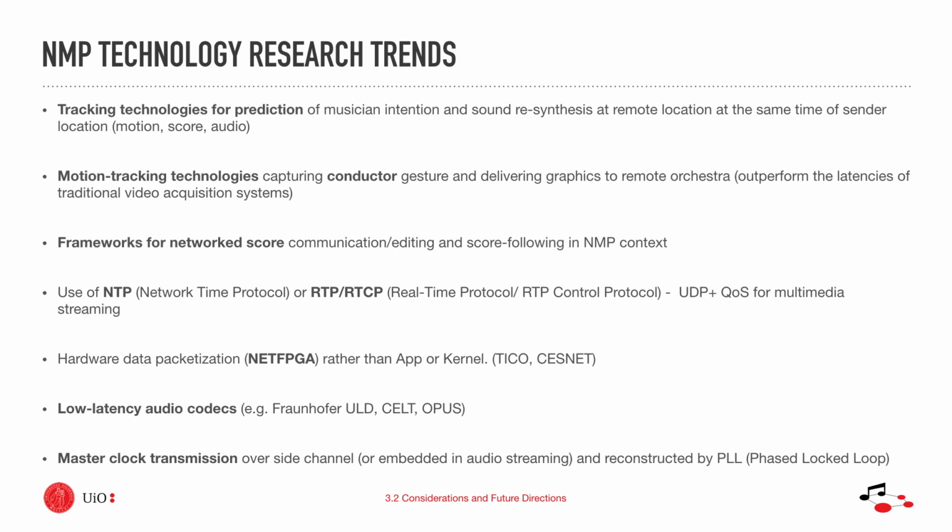Network score, how to distribute the score in a more efficient way, or dedicated network transfer protocol, so some more real-time network transfer protocol without sticking to the UDP or TCP, or a hardware data packetization. So rather than doing this in software, doing it with dedicated hardware, so probably FPGA. Audio codec, or also audio and video codec that provide very low latency, and also techniques for transmitting clocks and master clocks so that we can keep a very tight synchronization across all the audio equipment and system and instrument that we use within performances.